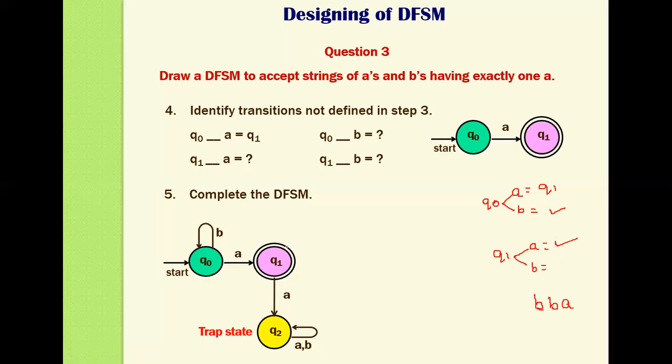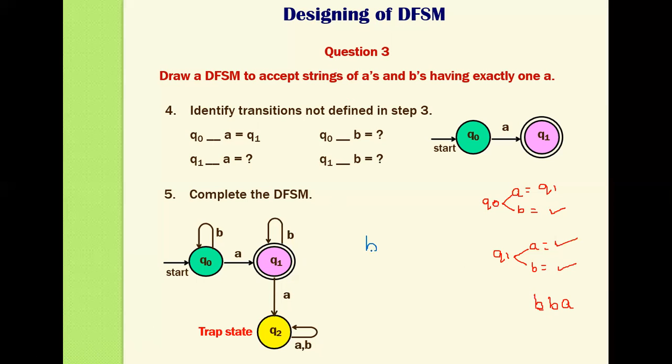Can we have it as a self loop on q1 upon b? Can we have any number of b's? Yes, possible, right? I can have any number of b's here. So I can go for a self loop. So this is the complete DFSM design. So q1 upon b is also possible. Now let me take one more example.